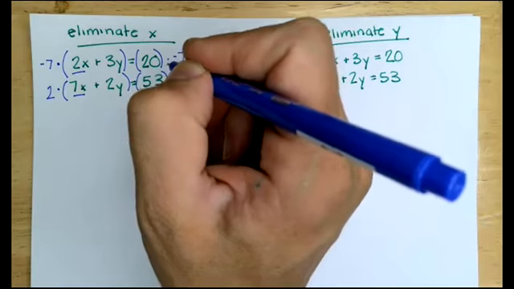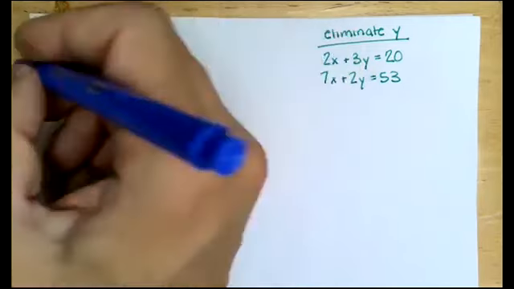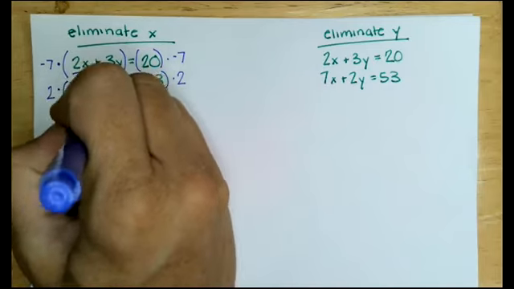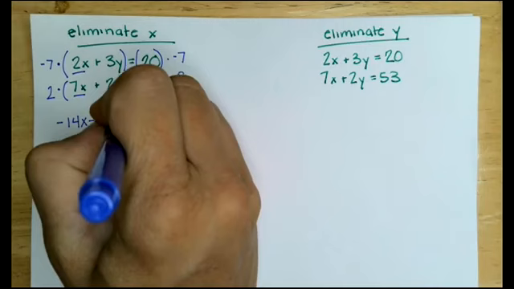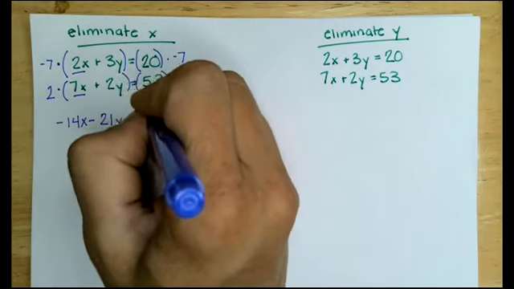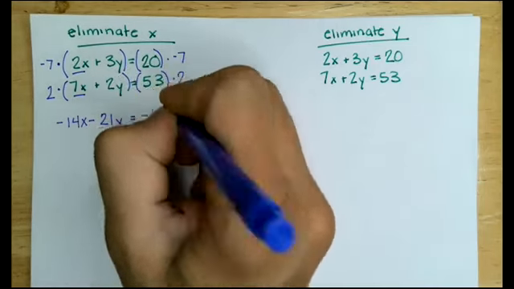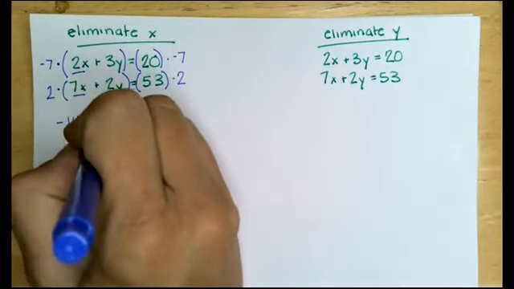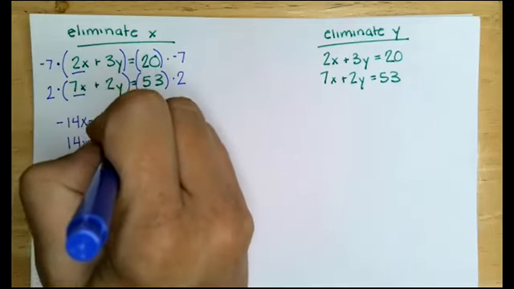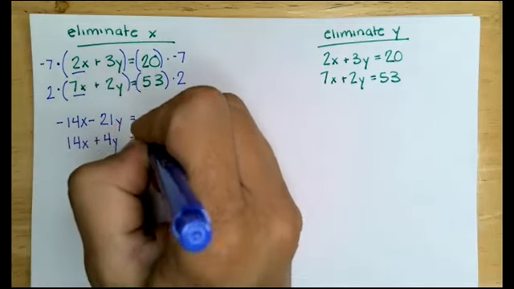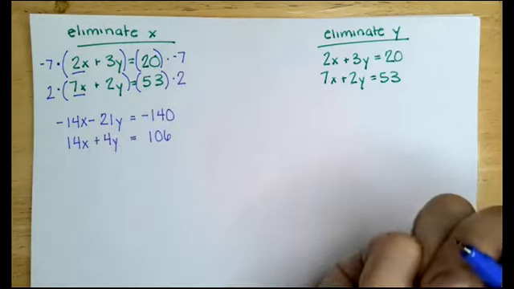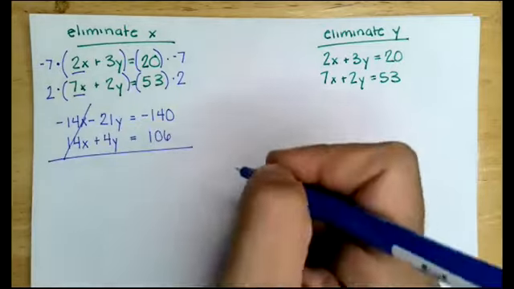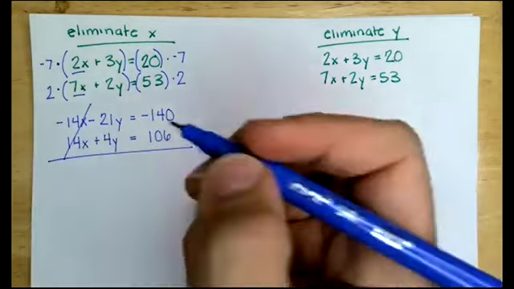Okay, so what I get is negative 14x minus 21y equals negative 140 for my first equation. Then I have positive 14x plus 4y equals 106 for my second one. So what happens now is x goes away and I only have y's so that I can solve for y.